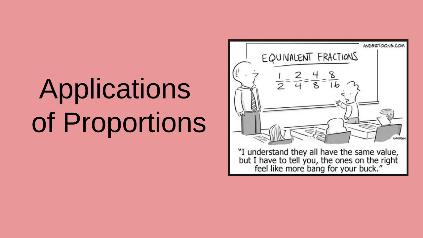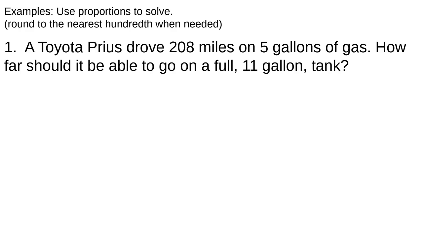In this video, we will be using proportions inside of some application problems. Let's look at example 1. A Toyota Prius drove 208 miles on 5 gallons of gas. How far should it be able to travel on a full 11-gallon tank of gas?